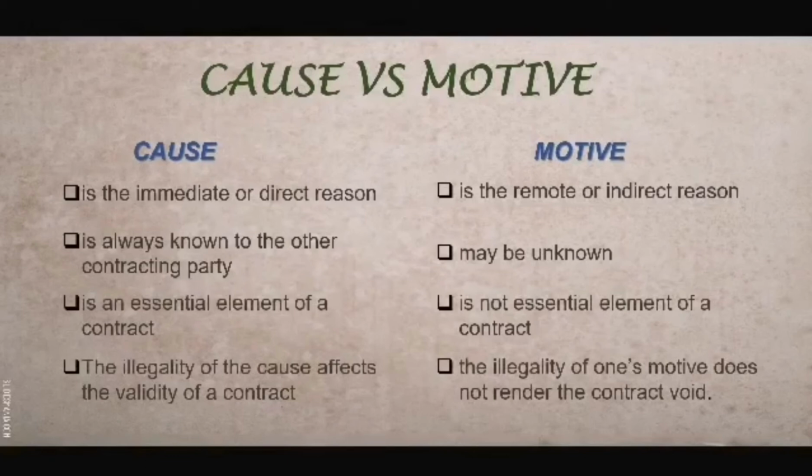And the last, the illegality of the cause affects the validity of a contract, while the illegality of one's motive does not render the contract void. So, as a general principle, the motive or particular purpose of a party in entering into a contract does not affect the validity nor existence of the contract. The motive may be considered the cause in a contract when such motive predetermines the cause of the contract.